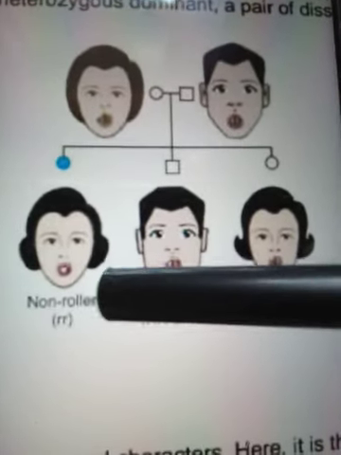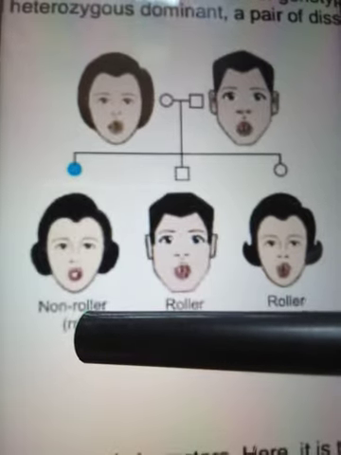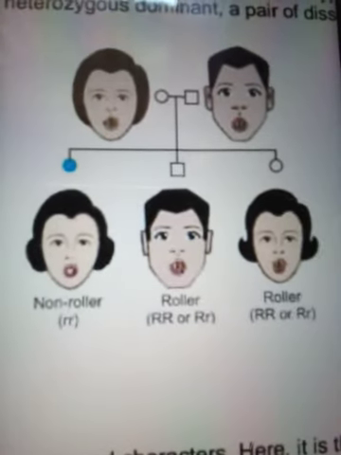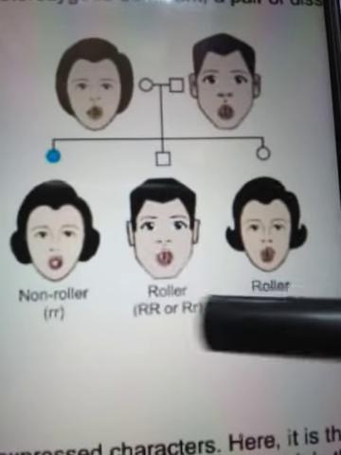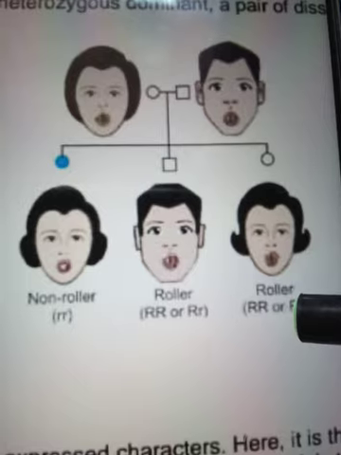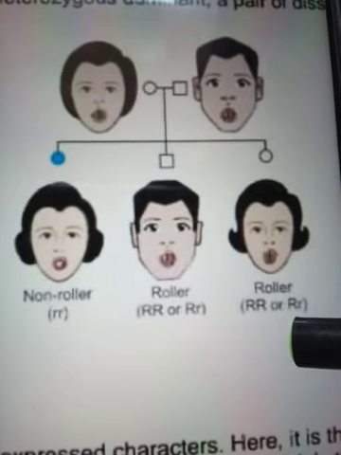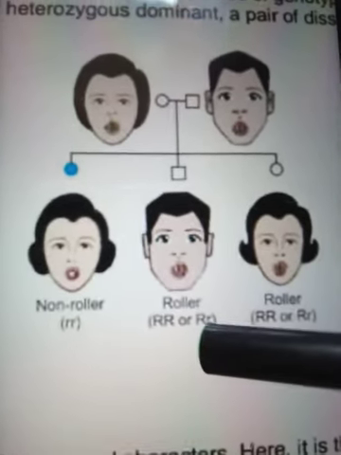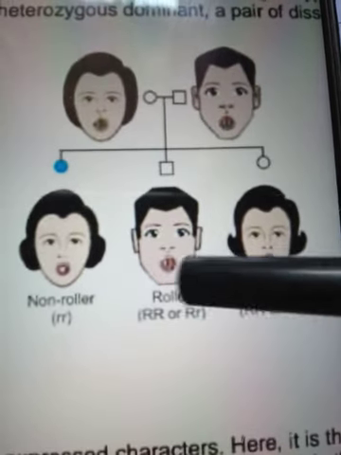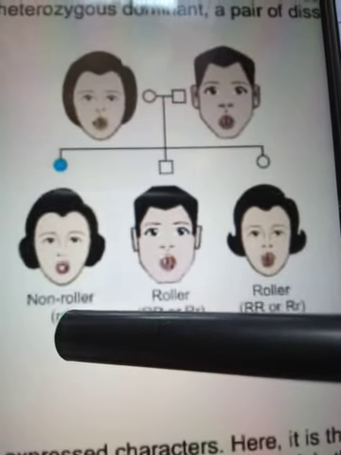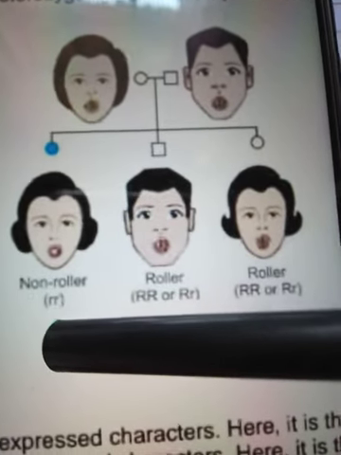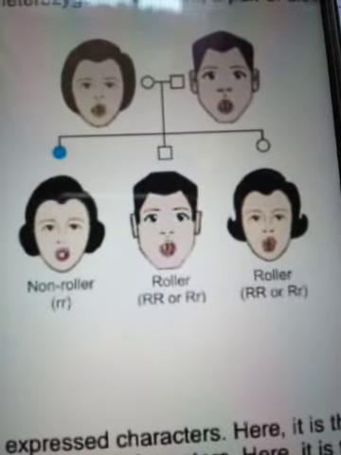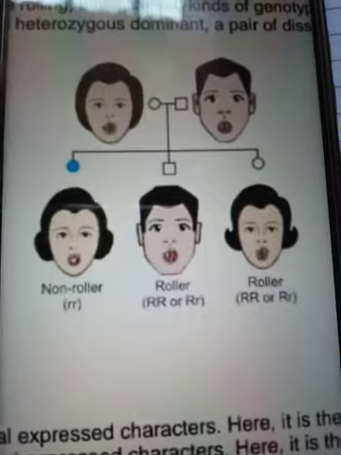The father is a complete roller while the mother is a heterozygous roller. You can see in the next one, the girl, out of the 3 children, 2 are rollers. They may be homozygous rollers or heterozygous rollers, but since they carry the dominant capital R, they are rollers, while the one child who is homozygous recessive is a non-roller. Now, how did this happen? We will just see.